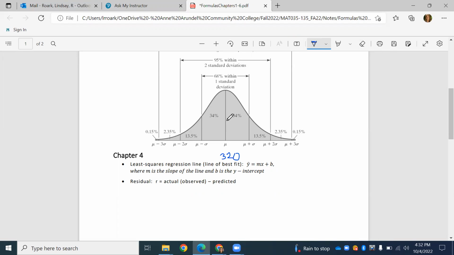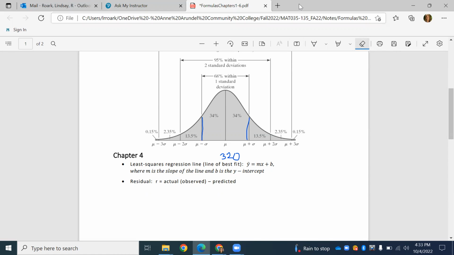instead of taking 100% minus 68% to figure out what was on these tails, right? We could have, in theory, just added up all the little pieces that we have labeled here. So 0.15 plus 2.35 plus 13.5 plus 13.5 plus 2.35 plus 0.15. Okay, you would still get 32% like we did before. It's just that it's a little bit more steps, right? A little bit more we have to add.